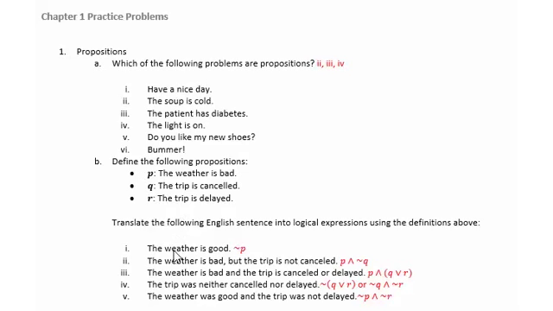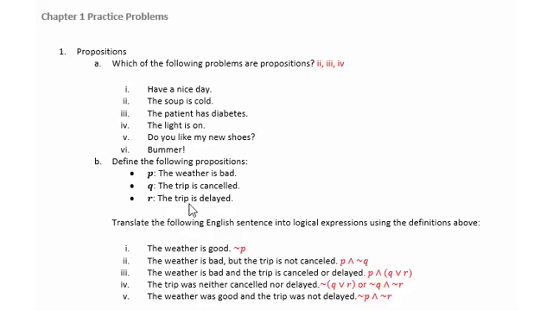Part B, we're just going to translate the following English sentences into logical expressions using the definitions. So P is the weather is bad, Q the trip is canceled, R the trip is delayed. Let's go through the first one. The weather is good. Well, the weather is bad is P, so we're going to use the negation symbol, this tilde in front of the P, not P, is going to be your solution.